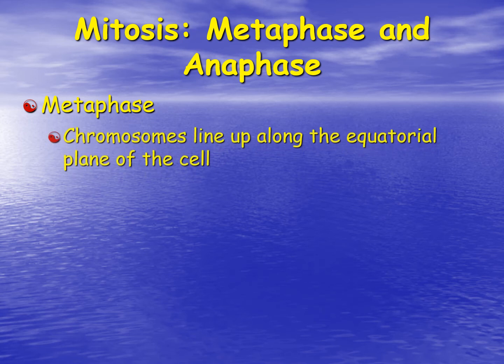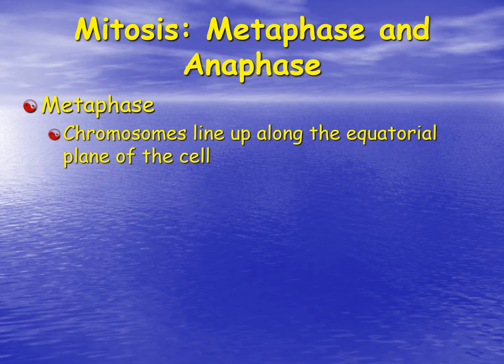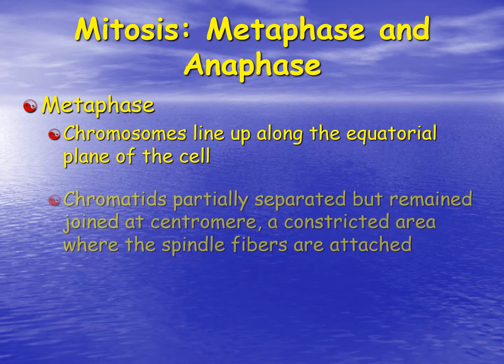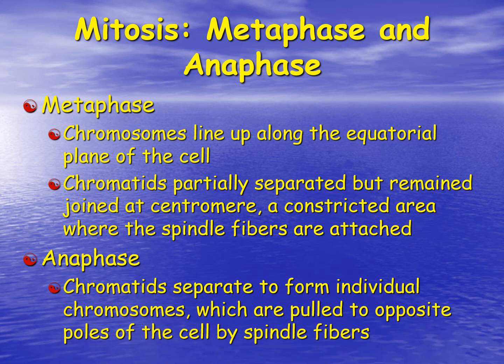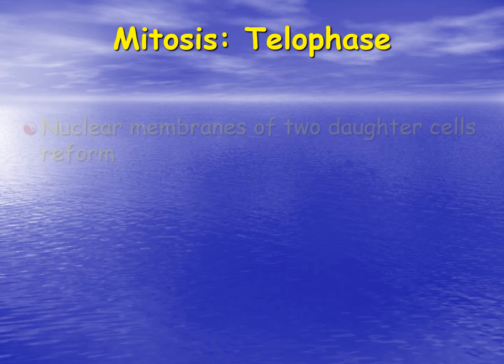During metaphase, the chromosomes are all lined up along the equatorial plane of the cell, attached to the spindle fibers. In anaphase, the sister chromatids separate at the centromere, and these are then pulled by the spindle fibers to opposite poles of the cell.